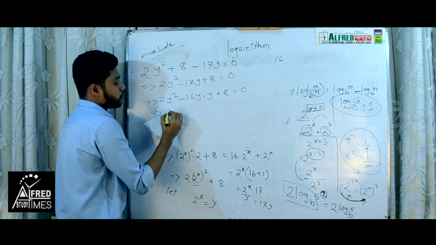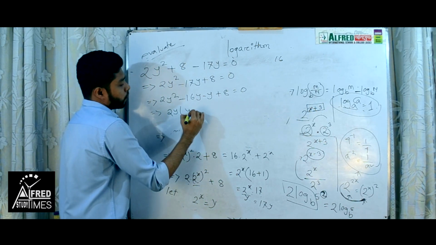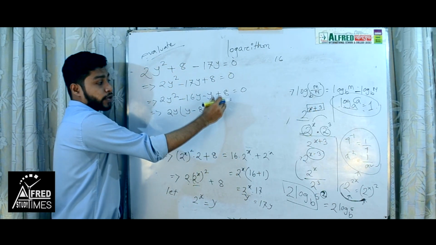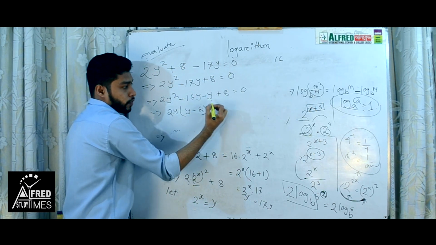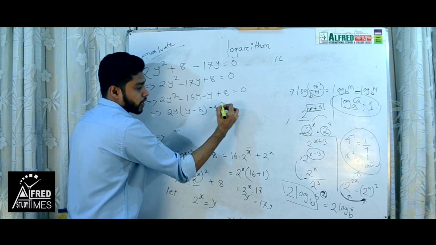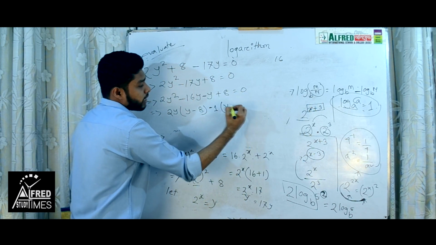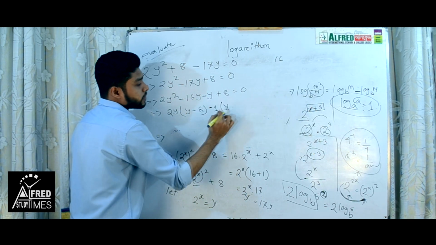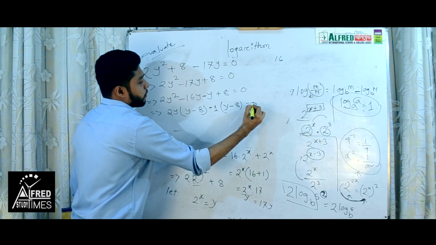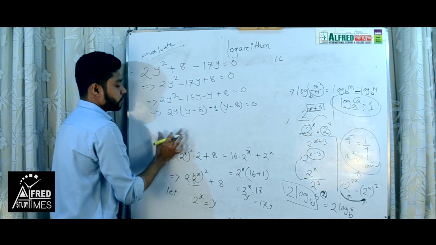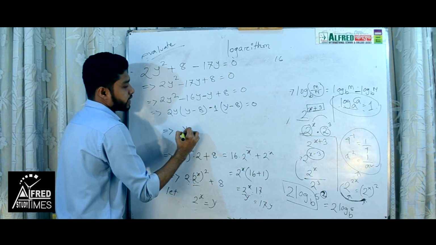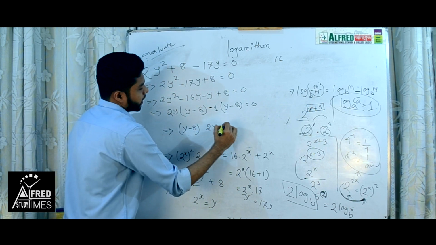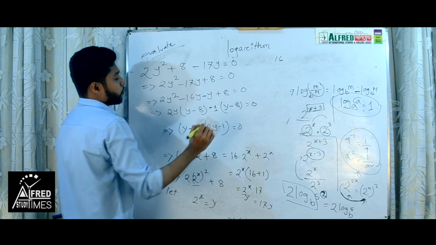Then we take y common: 2y(y - 8), and from the rest we can take minus 1, so it will be -1 times (y - 8), since minus times minus is positive and minus times plus is negative 8. You can see both brackets are the same. We can take y - 8 common: (y - 8)(2y - 1) = 0.